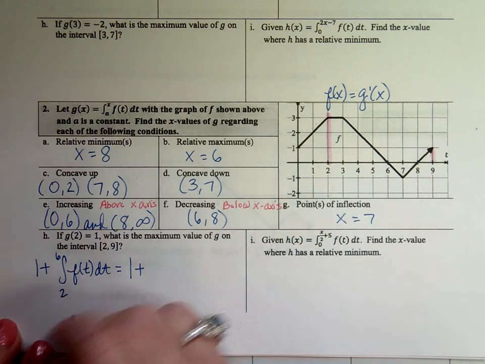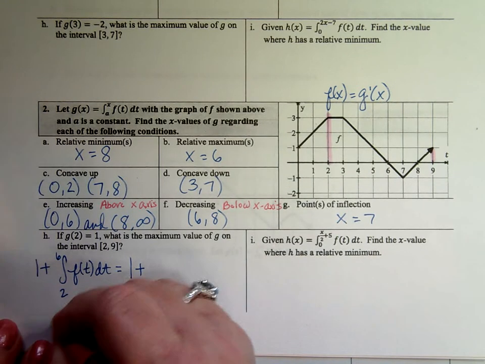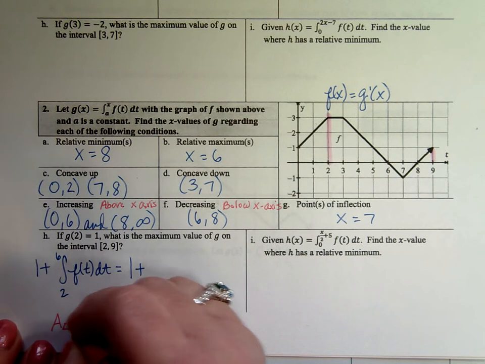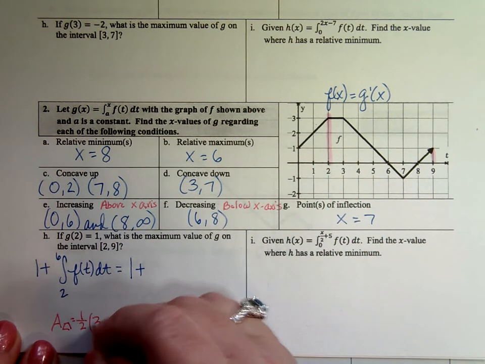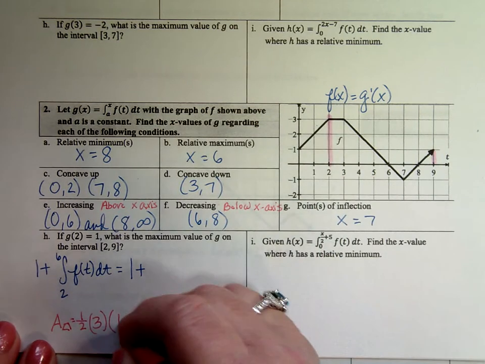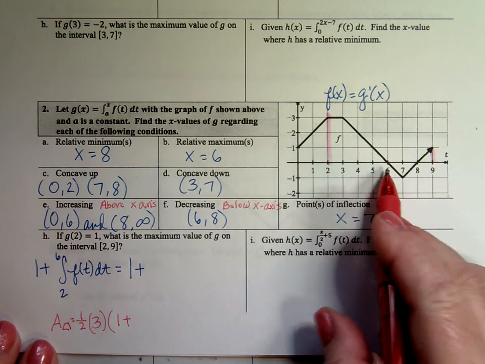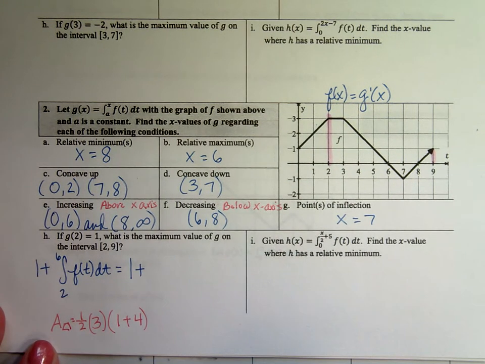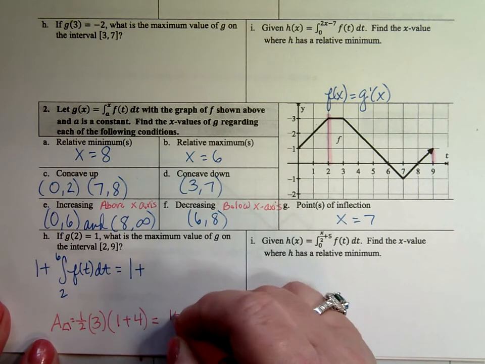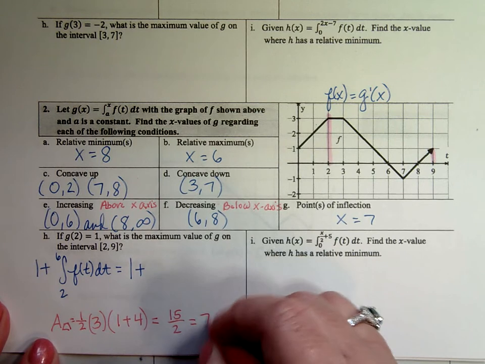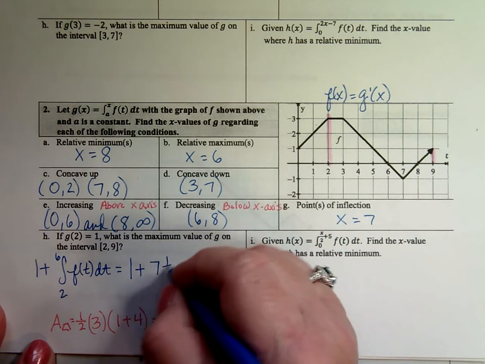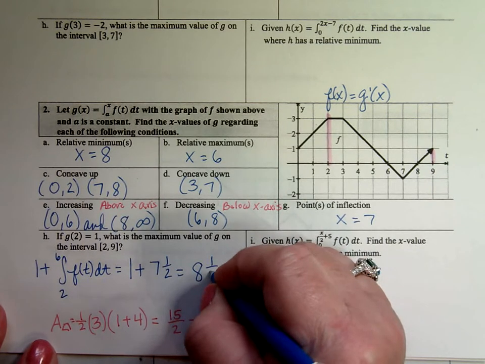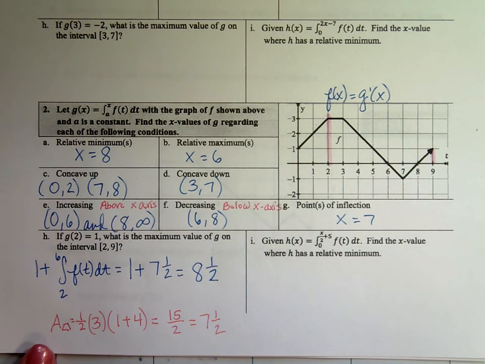So the area of my trapezoid, let me change colors here, is going to be 1/2 times the height, which is 3. Watch your scale. Base 1 is 1. Base 2 is 1, 2, 3, 4, so I have 5. I get 15 over 2, or 7.5. So that's my area. The answer to the question is 8 1/2. Okay, see how you do that?